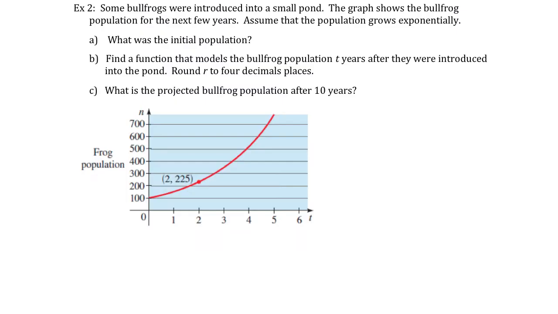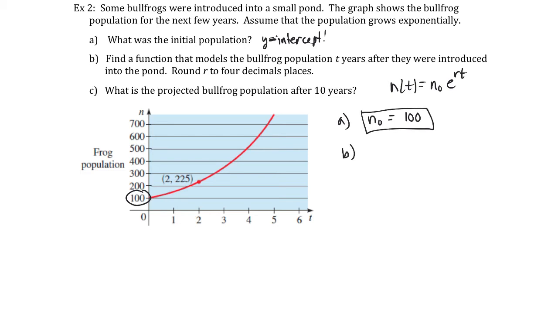All right, let's try another one. Some bullfrogs were introduced to a small pond. The graph shows the bullfrog population over the next few years. Assume the population grows exponentially. So what was the initial population? That would be the y-intercept. Okay, so that is our y-intercept. We're going to use the formula N of t equals N naught times e to the rt. So N naught is equal to 100 frogs.